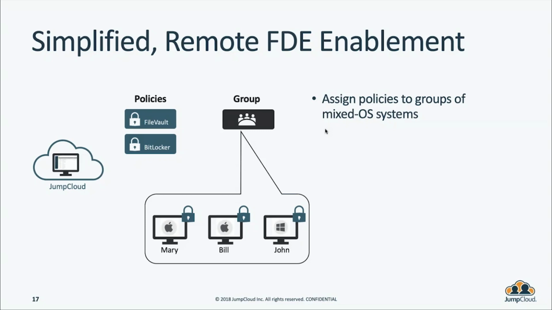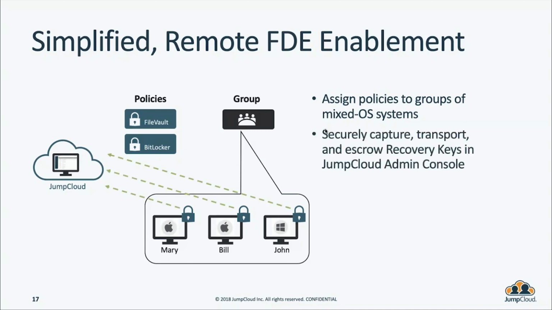Any new system that is added into JumpCloud, bound to JumpCloud and added to this group, will also receive this policy immediately. So it happens instantaneously. Right after that, we securely capture the key using our agent that's installed in every one of those systems, and then we transport it using a mutual TLS connection between the computer and JumpCloud. That way we can escrow those recovery keys in the JumpCloud admin console.